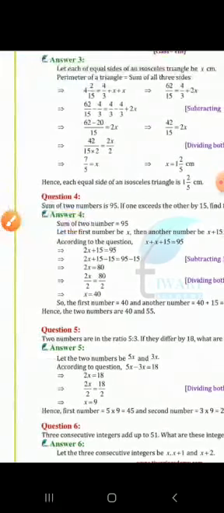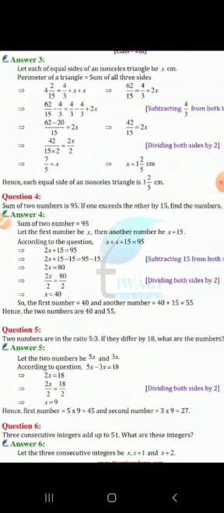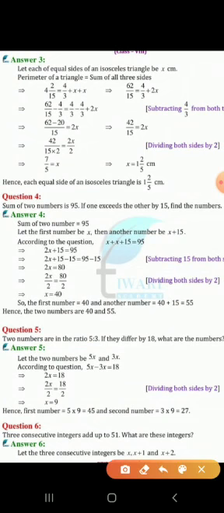Let us go with the solution of the next question. Question 4. The sum of two numbers is 95. If one exceeds, means one is greater than the other by 15. One is greater than the other by 15. So let one number be x. The other number is greater than this by 15, so the other will be x plus 15. If one number is x, the other number will be what? X plus 15. So the first number be x, another number be x plus 15.